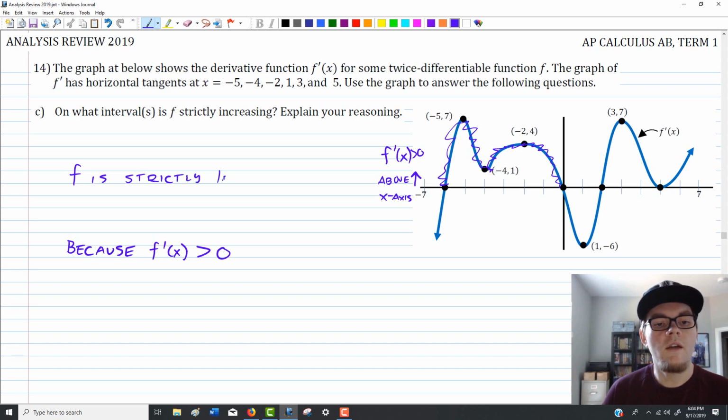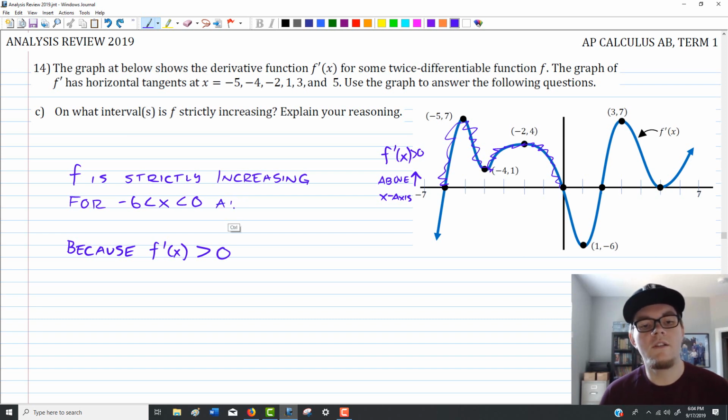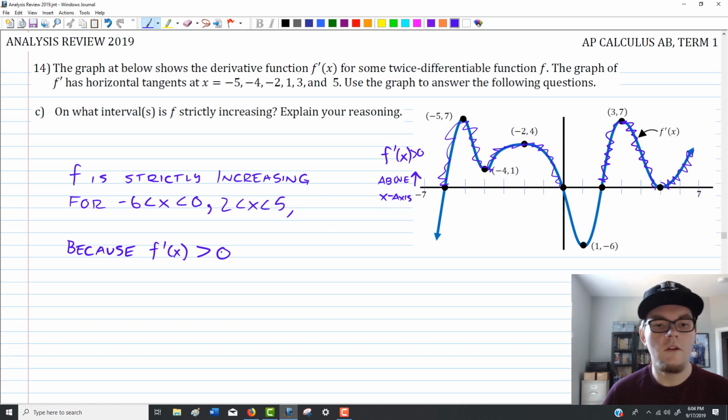You can tell I really want to never do this review again. That's why I'm going into enough depth to write the phrase strictly increasing. So f is strictly increasing for, I'm going to start with -6 less than x less than 0. And actually I'll list out all these intervals. Where else is it? It's above the x-axis here. Sorry. That would be from 2 to 5. And then last but not least, looking at our picture, it looks like it's also true for all the values of x greater than 5. And then our reason is because f prime of x is greater than 0.